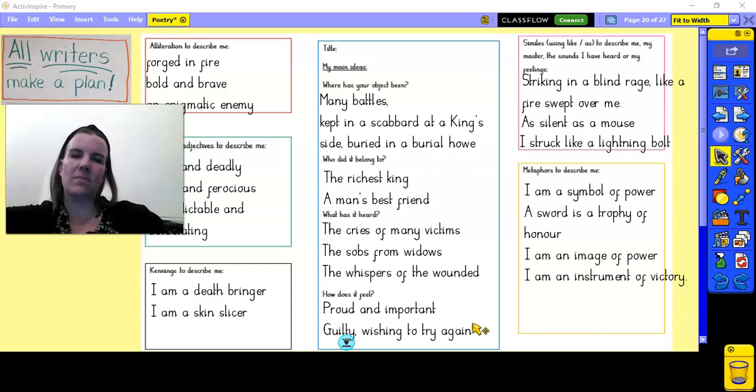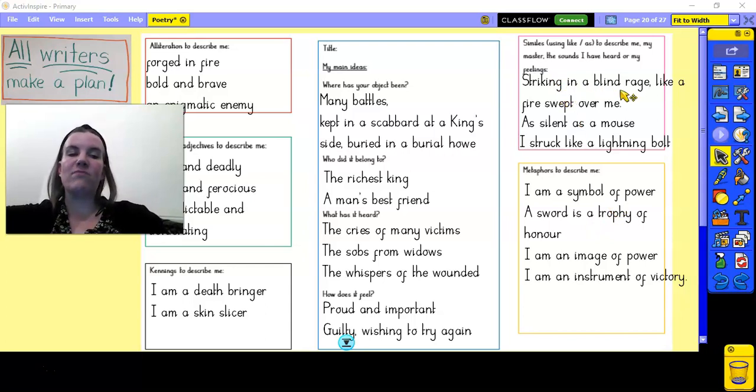Okay, so I've really tried to think about my word choices to make them the most powerful words. And that game of word tennis helped me to do that, because I wouldn't have thought of whispers of the wounded straight away. I had to really develop my ideas to come up with that. How does this sword feel? Proud and important that it's done such an important job, but also perhaps guilty and wishing to do things again. Maybe it could do it differently. And then finally, I thought of some similes and some metaphors. And again, I've used some of these ideas from our jigsaw poem that we did earlier in the week.